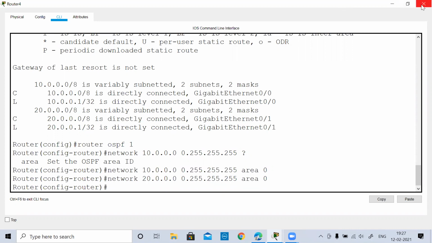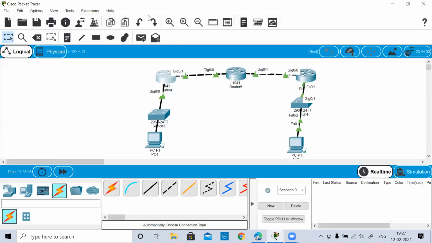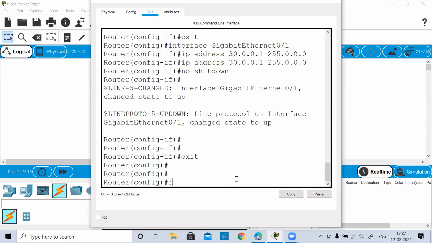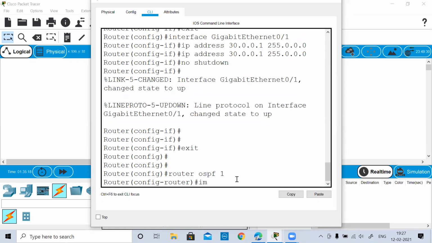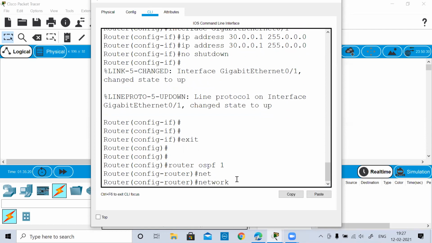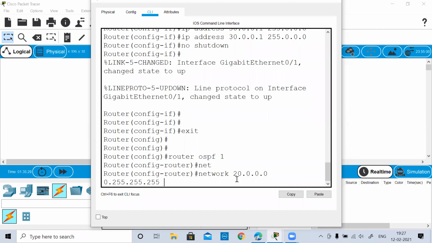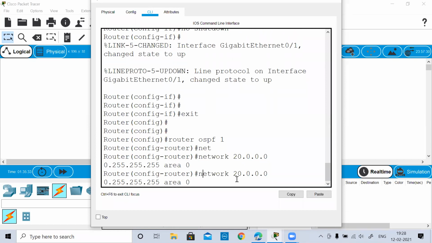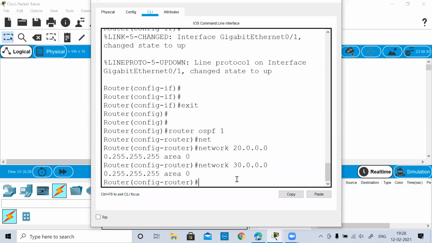Next, similarly, we are going to get into the next router and configure the same thing over here. Exit router OSPF 1, keep the process ID the same, and then write network. This particular router has the 20 network, 0.255.255.255, followed by area 0, and then this router also has the information of 30. So I'll have 30 and everything else remains the same.